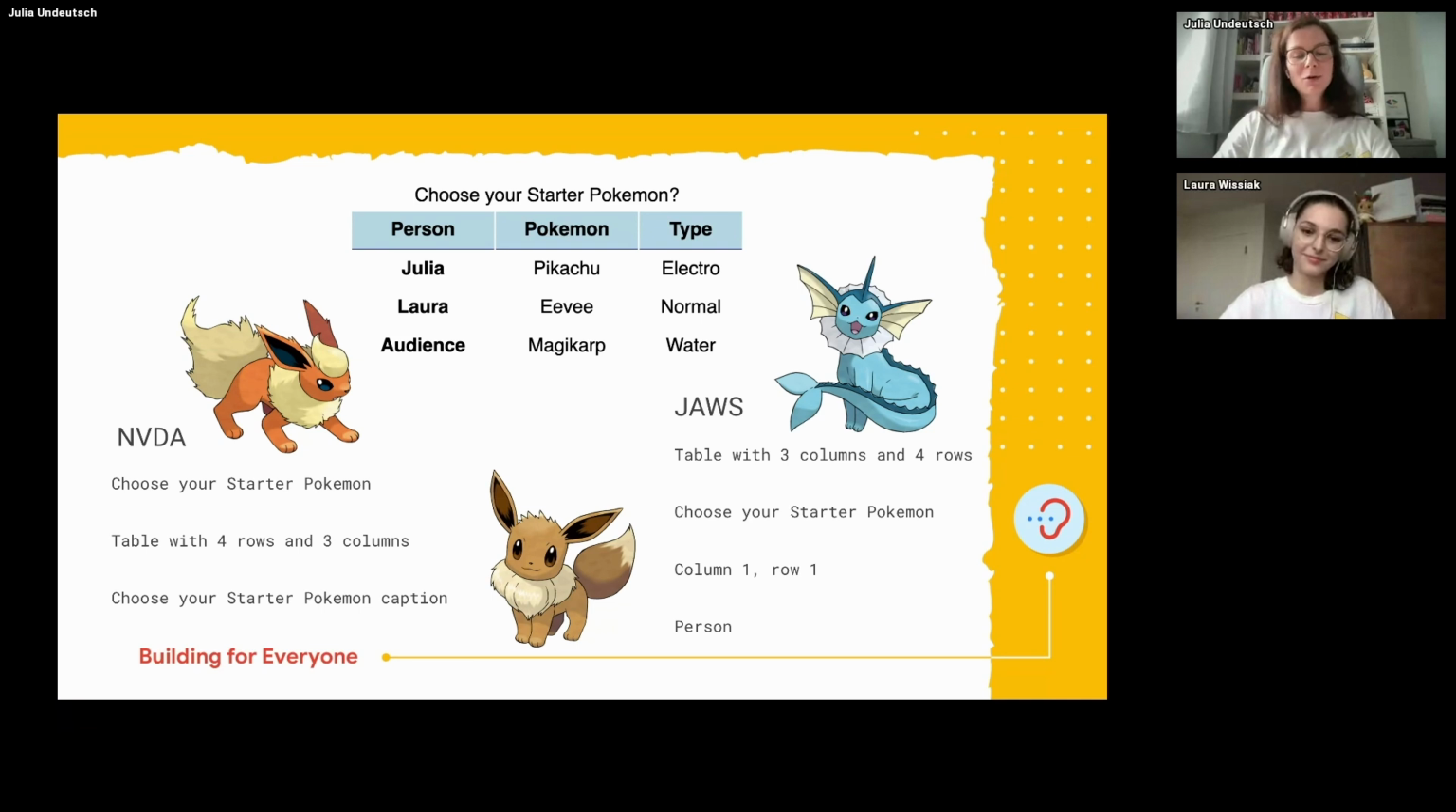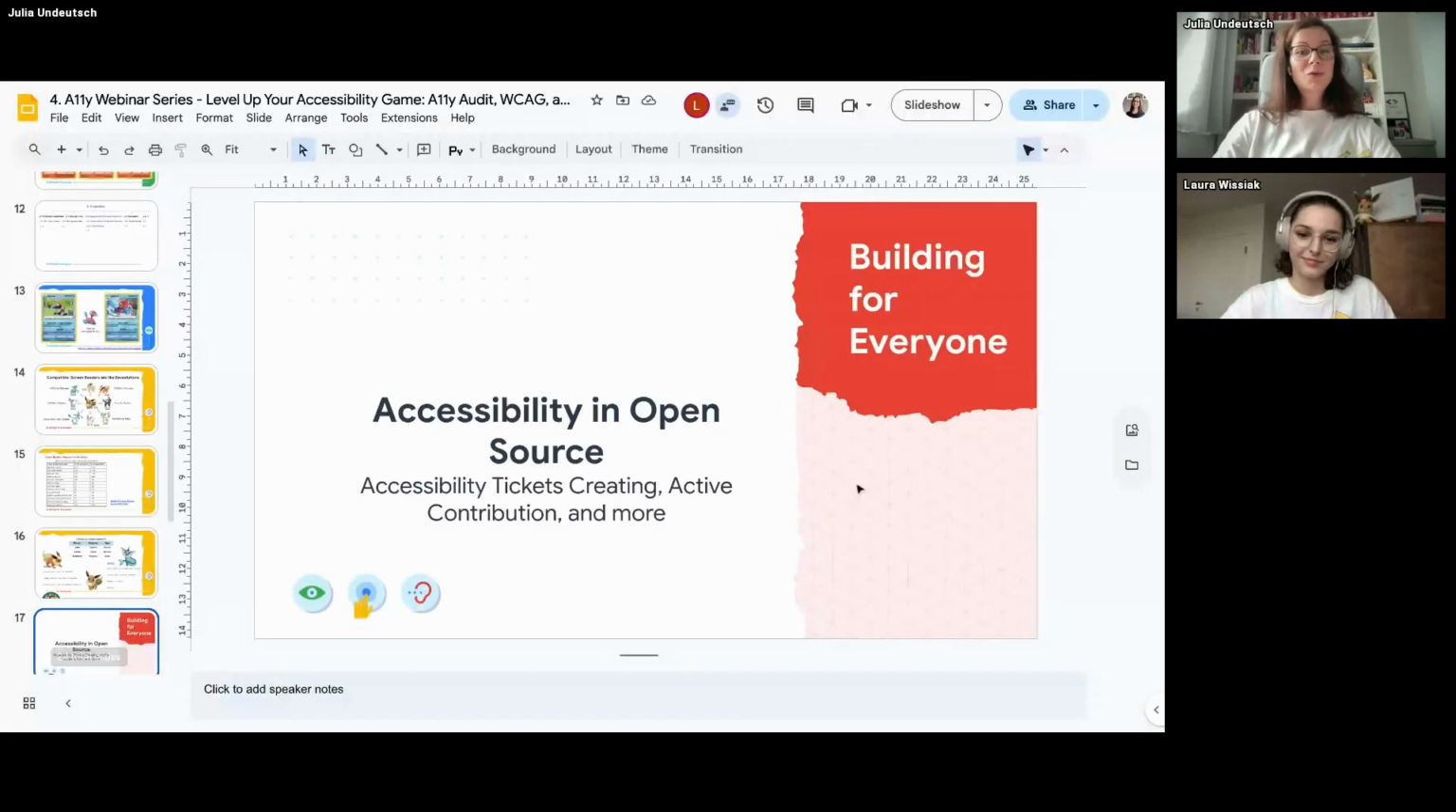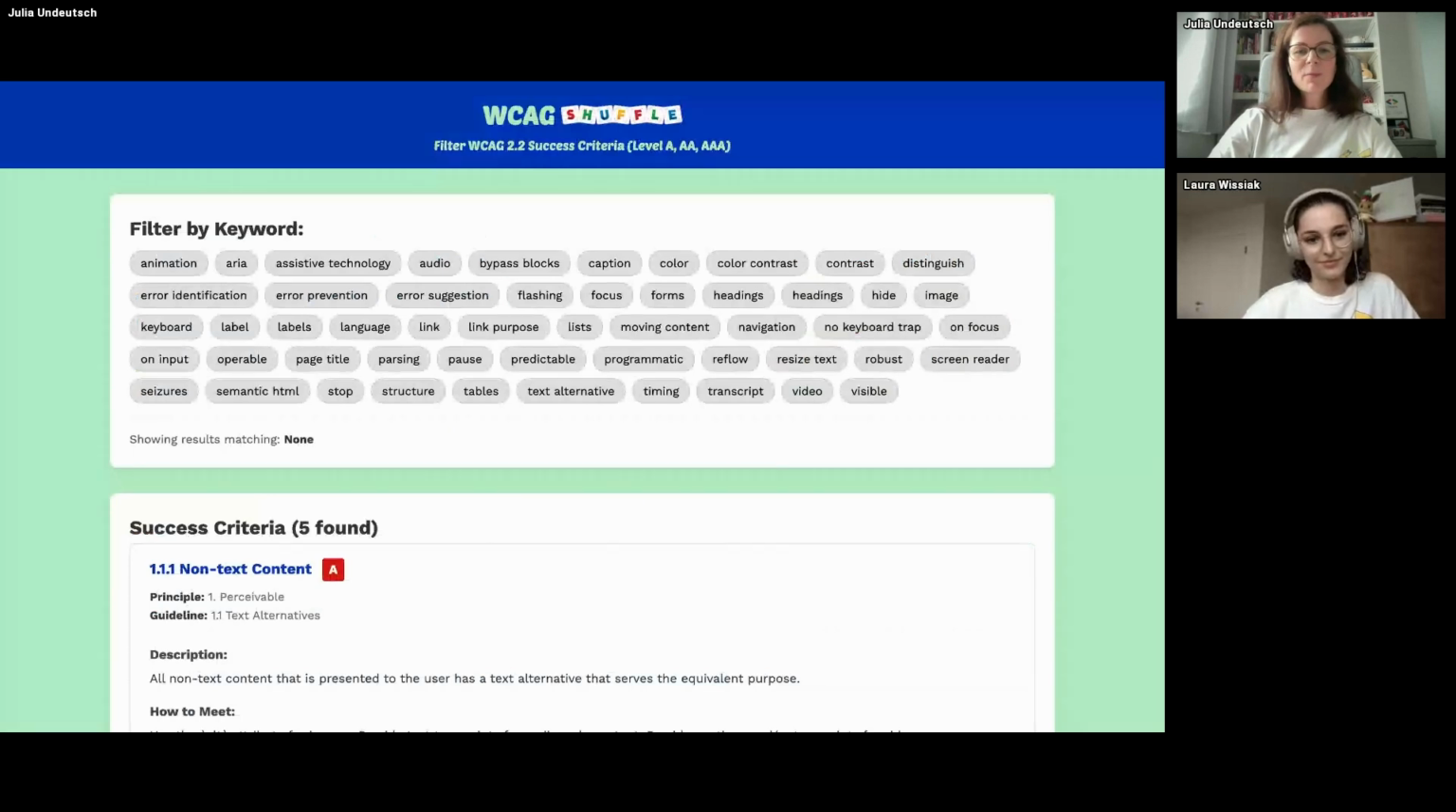So just in case you're curious about what is going to come in the future with the Pokedex of Accessibility, I'm currently working on a small application which will be featured on the Pokedex of Accessibility, like a shuffle. I'm not sure if anyone knows the Pokemon game for Game Boy Color in the 90s, where you can filter for WCAG success criteria to make it easier for you to understand.